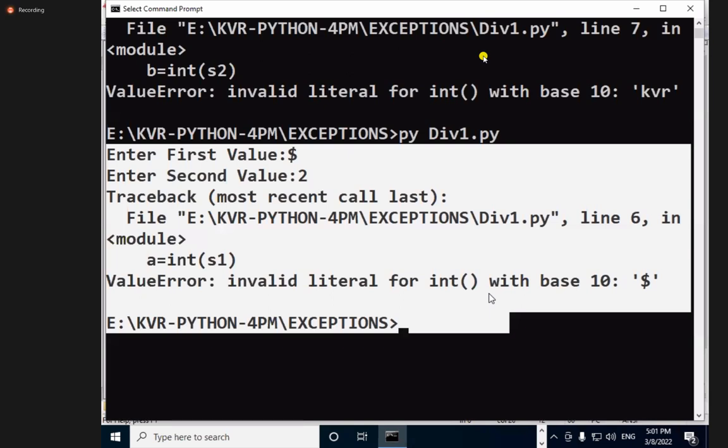Valid input time success. I have entered 0 as a denominator, exception. First input as a string, exception. Second input as a string, exception. So totally how many times was I running? 4 times. 4 times means how many times was it successful? How many times unsuccessful? Is my program robust or weak?